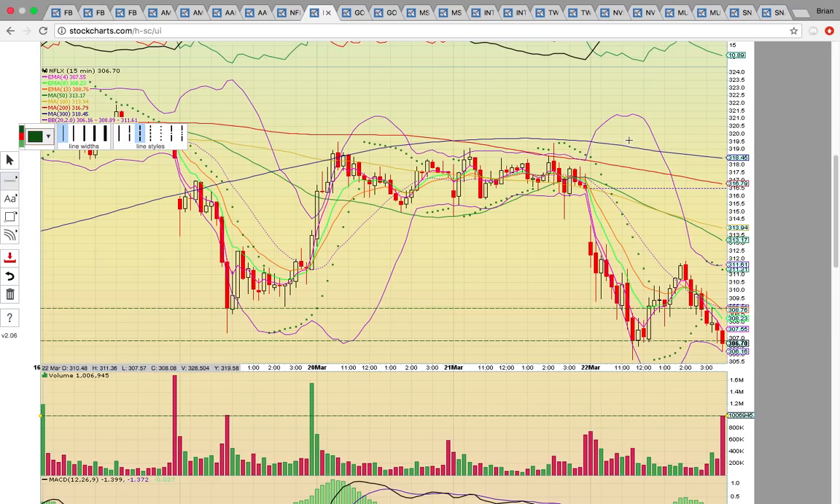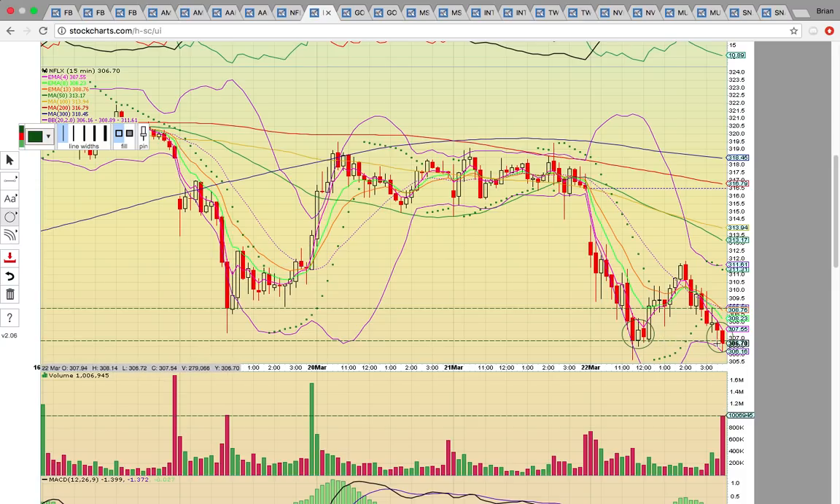Okay, so let's look at the Netflix 15-minute chart. You can see here it has that double bottom where it's hitting a bottom and then retesting that level. But it broke below in after hours trading, so it failed to hold support.